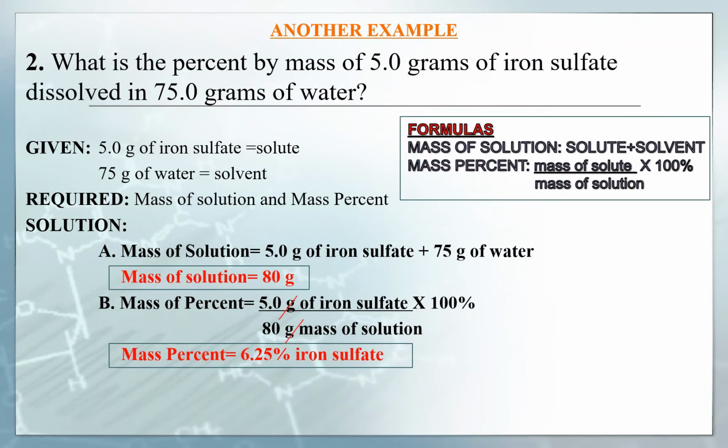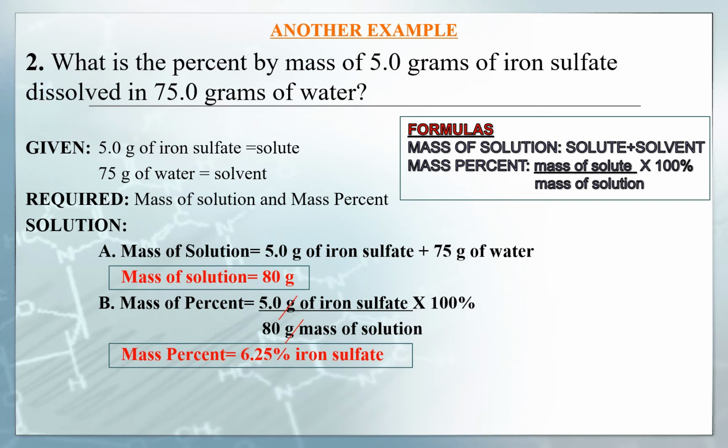We have mass of solution is equal to solute plus solvent. What is the solute? In our problem, we have 5.0 grams of iron sulfate plus the solvent, which is 75 grams of water. 5.0 plus 75, we have a total of 80 grams. The mass of solution is equal to 80 grams.